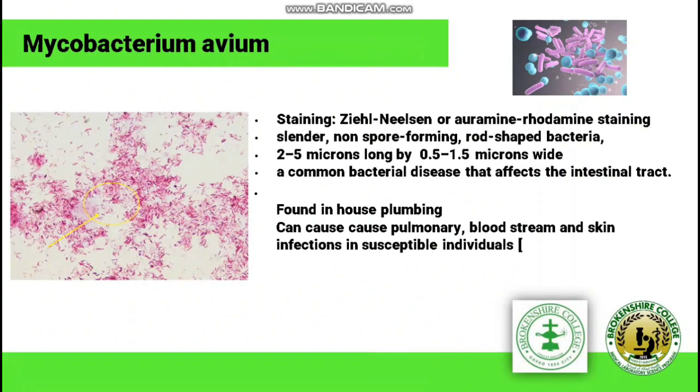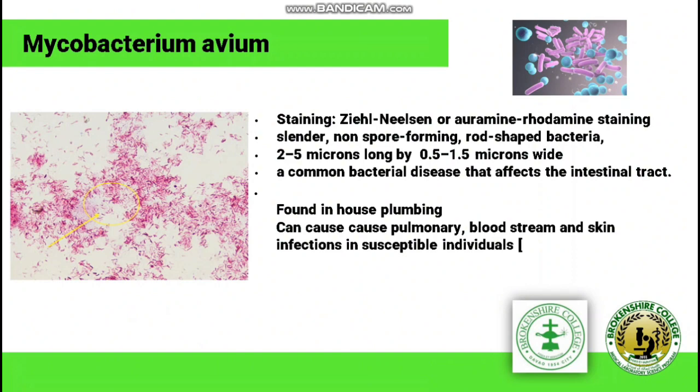Next is Mycobacterium avium, a waterborne opportunistic pathogen whose characteristics make urban water distribution systems and household plumbing ideal habitats for its survival, persistence, and growth. Rather than contaminants, Mycobacterium avium are colonizers of drinking water systems. It causes pulmonary, bloodstream, and skin infections in susceptible individuals.